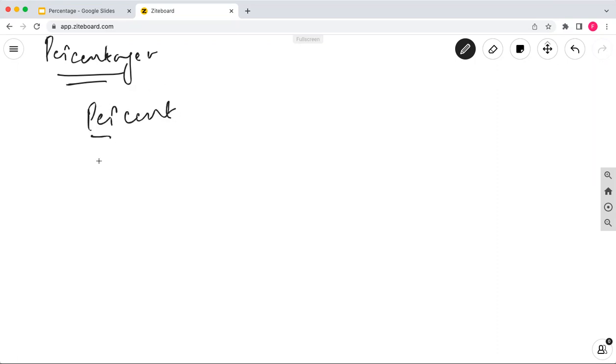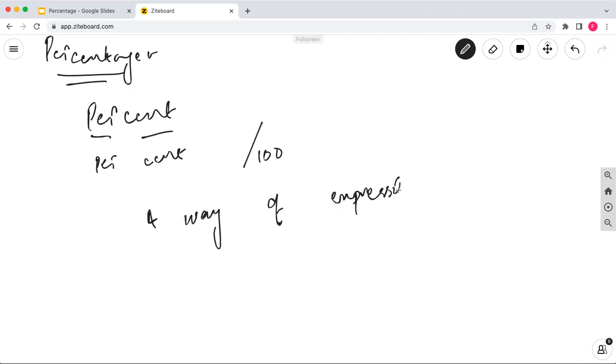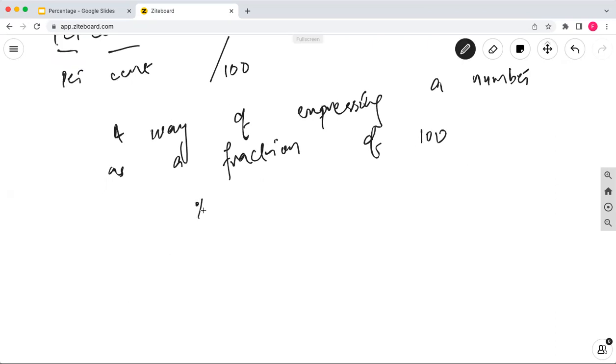If we divide the word percent in two parts, that is per and cent, which means we are dividing something into 100 parts. So basically, a percent is a way of expressing a number as a fraction of 100, right? And usually this is represented by this symbol, right?